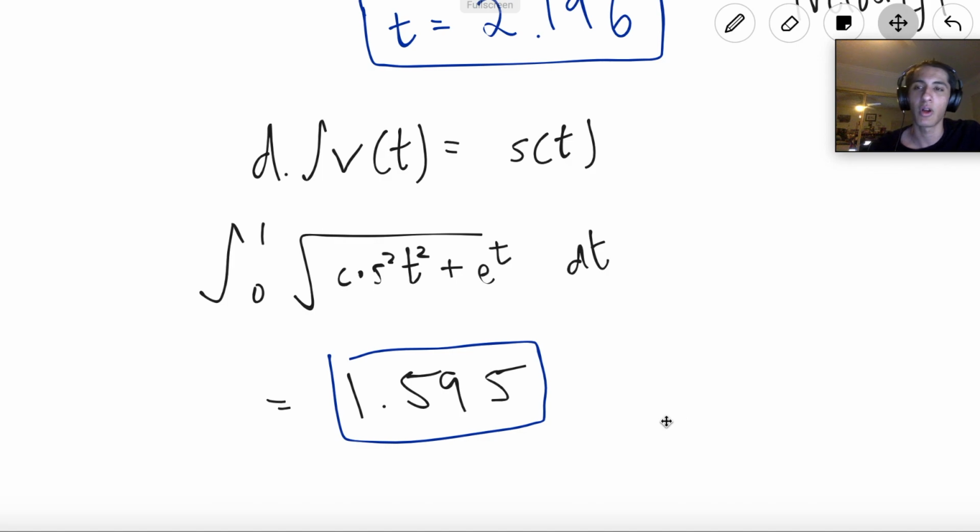So overall, this question, just using your understanding of how position can be derived into velocity, how velocity can be integrated back into position, and basically just using equations in your calculator to get all the answers that you needed.